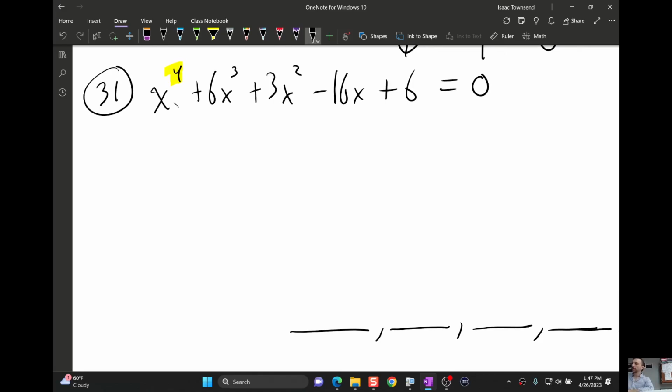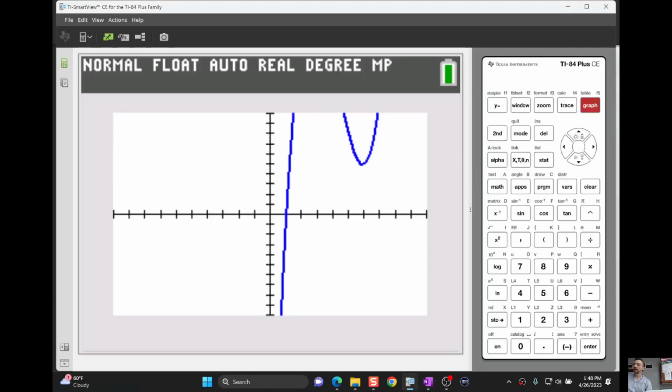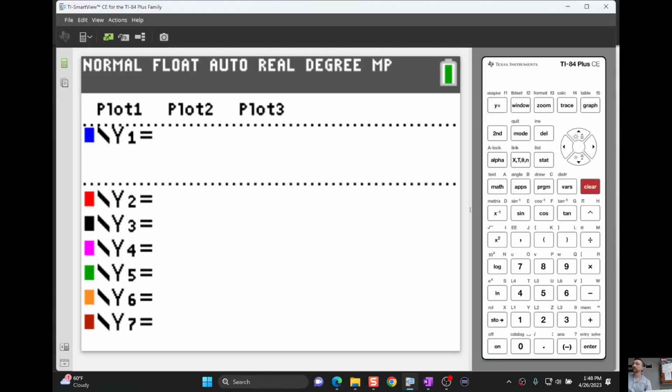I like to make 4 blanks so that I remember that there's something else to be done. So in a case like this, and this would be the same for us on a test, if it doesn't factor and we don't tell you one of the zeros, we don't tell you one of the factors, and we don't provide the graph, we would let you have a calculator, and what you would want to do is graph it. So I will do that for us.